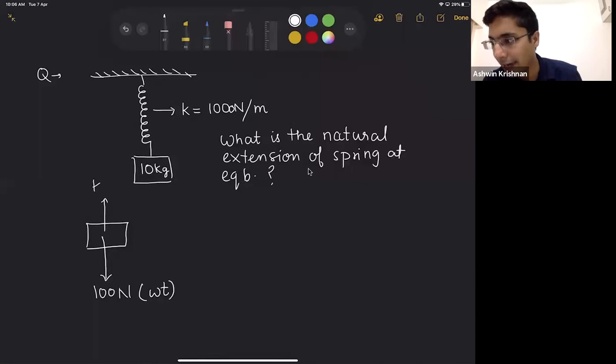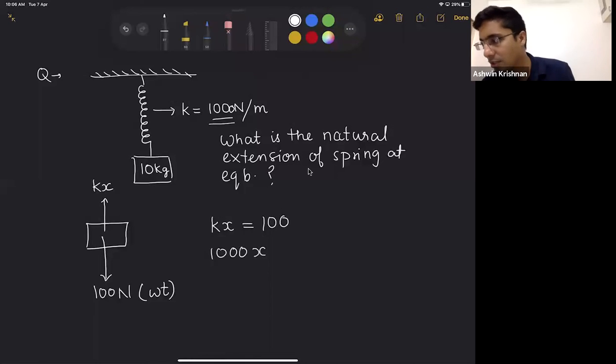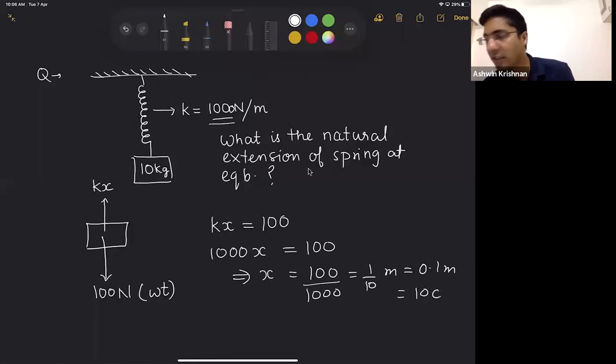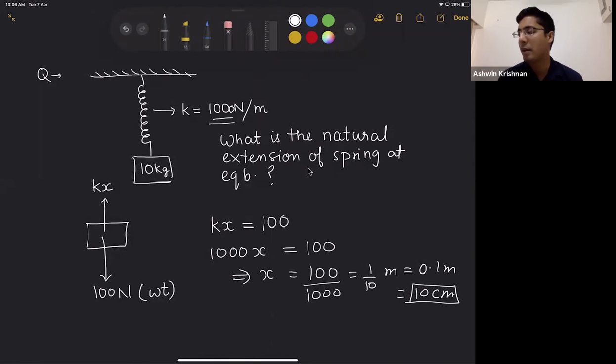It will be Kx. Now, at equilibrium, Kx must be equal to 100. And I've taken K as 1000. 1000 into x must be equal to 100, which means x is 100 upon 1000 meters, which is 1 upon 10 meters, which is 0.1 meters or 10 centimeters. Yeah, many of you said 1 meter because I earlier took it as 100. That's also correct. But for K equal to 1000 Newtons per meter, the extension would be 10 centimeters. So that is what will happen if the spring is hung by a mass.